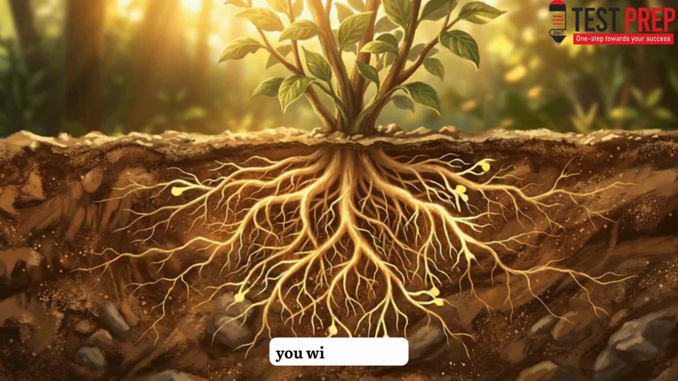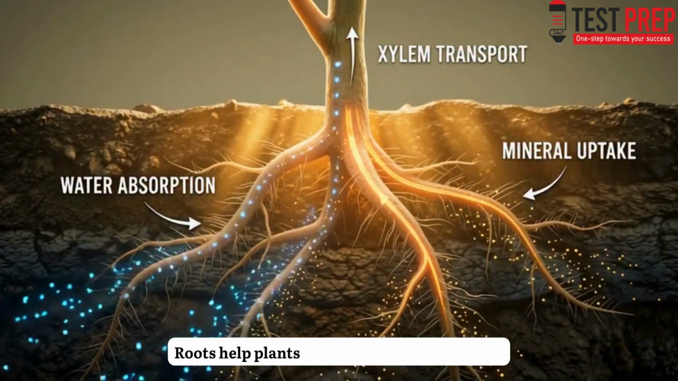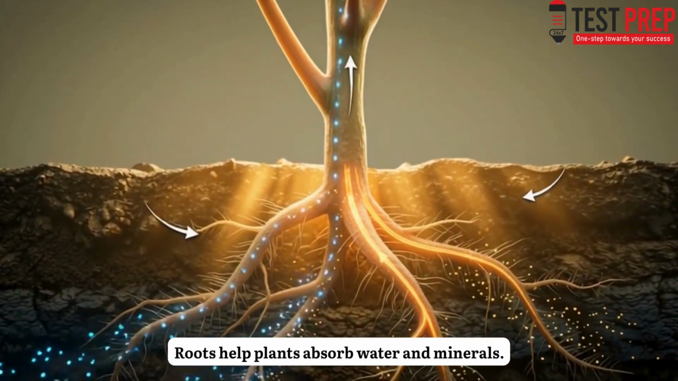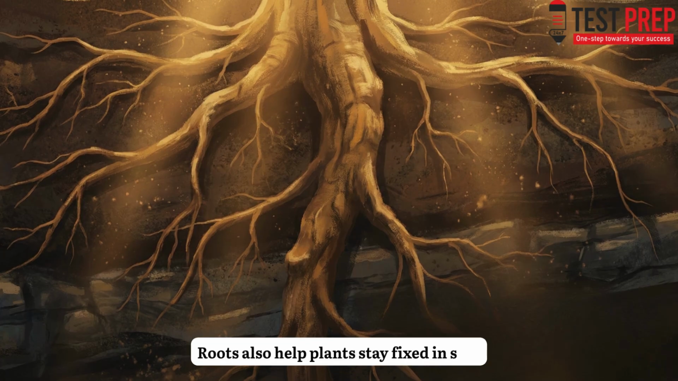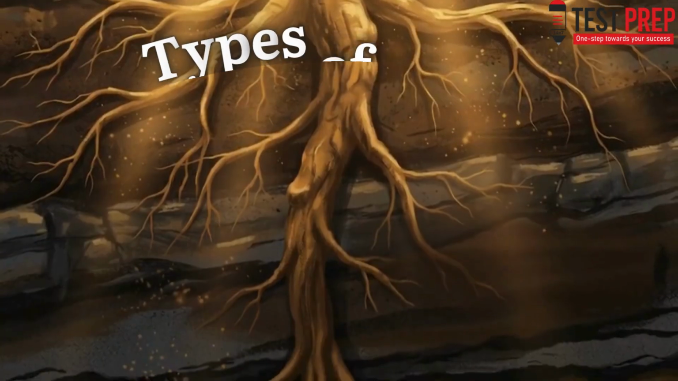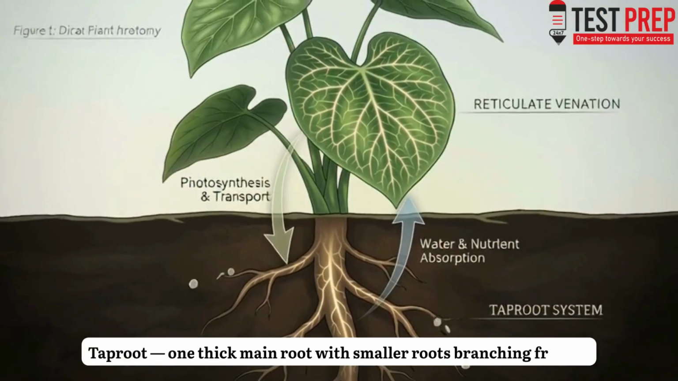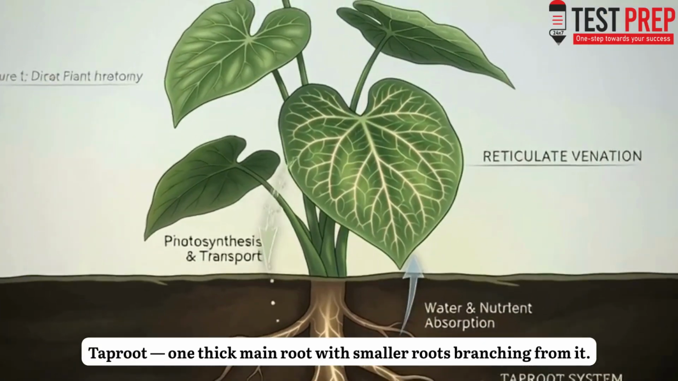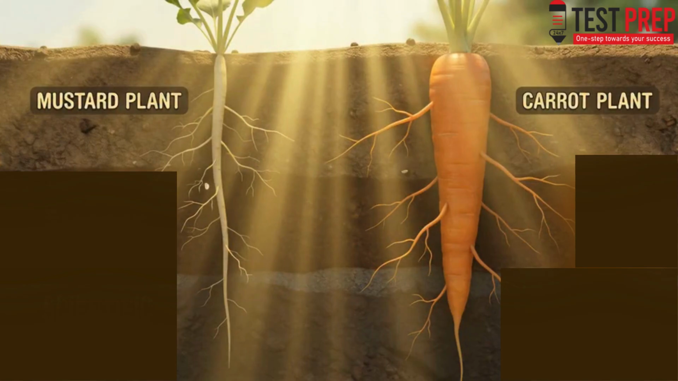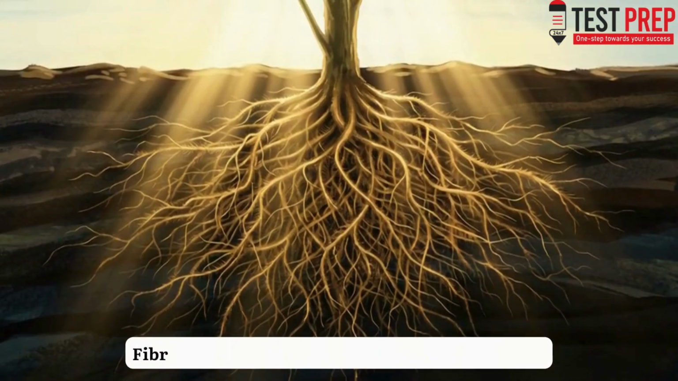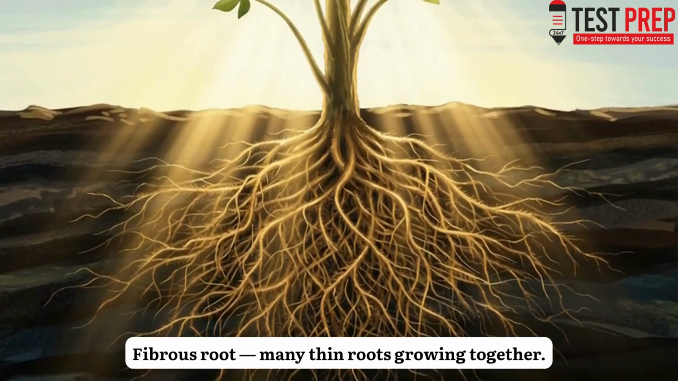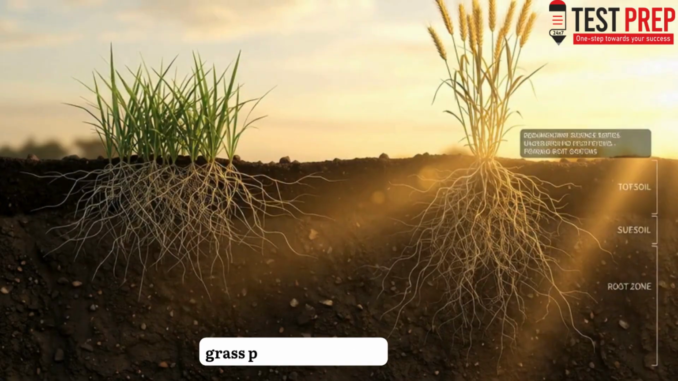You will see roots. Roots help plants absorb water and minerals. Roots also help plants stay fixed in soil. There are two main types of roots. Taproot, one thick main root with smaller roots branching from it. Example, mustard plant, carrot plant. Fibrous root, many thin roots growing together. Example, grass plant, wheat plant.